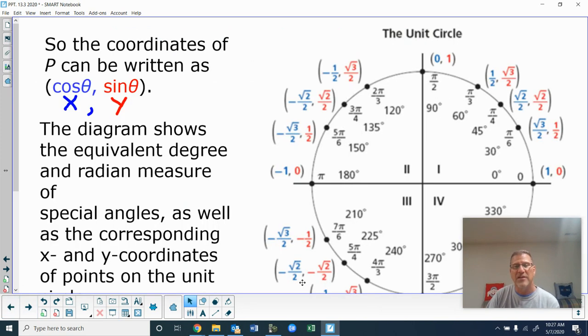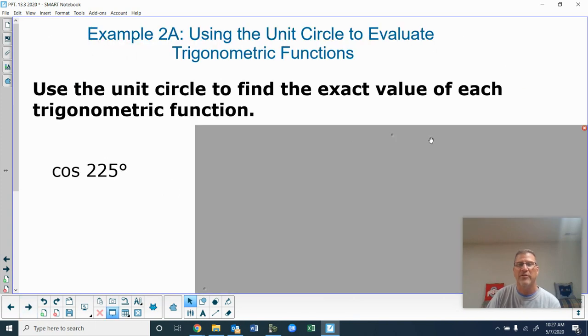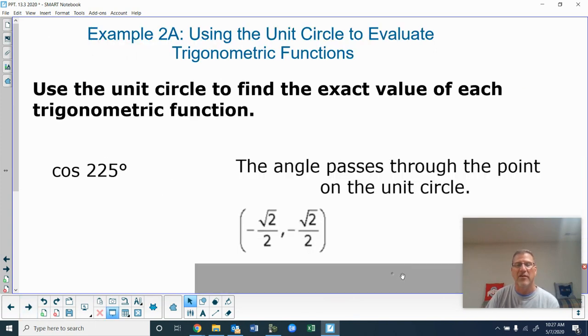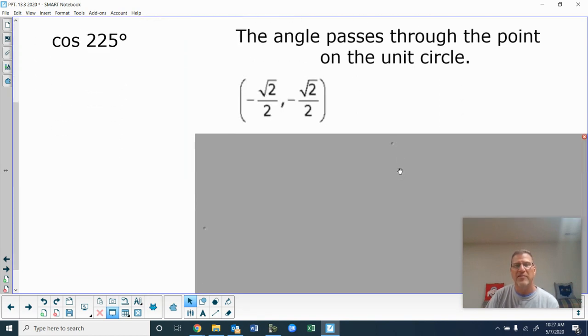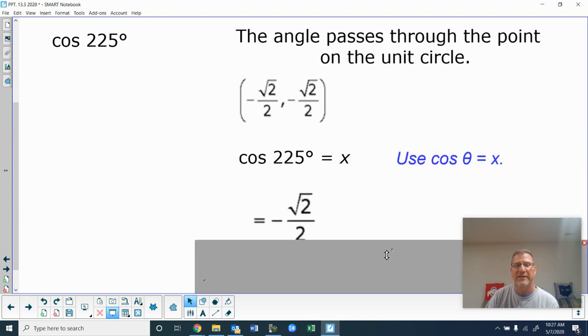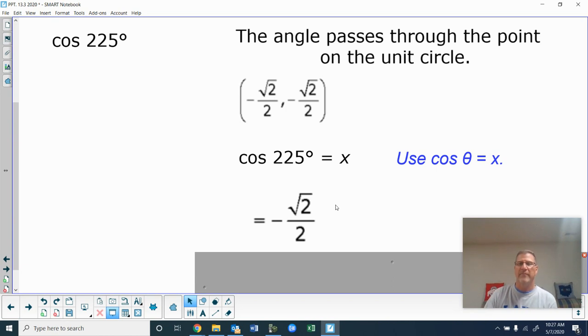So we were looking for cosine. Cosine's the x value. So that's what they're looking at here when I pull the screen down. They're looking at that point on the unit circle. Remember, the cosine is the first number. So the answer to this problem is negative radical 2 over 2. Simple.